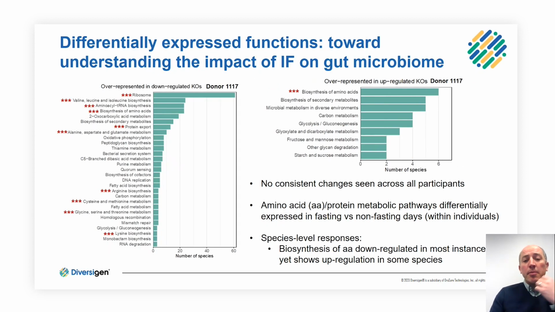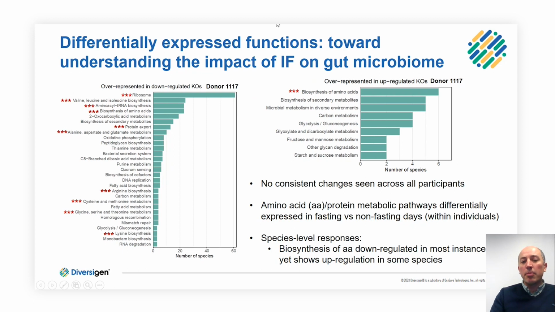So we did a deeper dive. As I mentioned, we were not able to identify consistent changes seen across all of the participants in response to the diet. So we started to look at individual changes within each of the participants, and we looked at differential abundance of specific KOs in fasting versus non-fasting days. Some functions were downregulated, and this is all for donor 117, but we saw a similar picture for the other responder, and some KOs were upregulated. One of the patterns we see in the data is that there seems to be overrepresentation of amino acid and protein metabolic pathways.